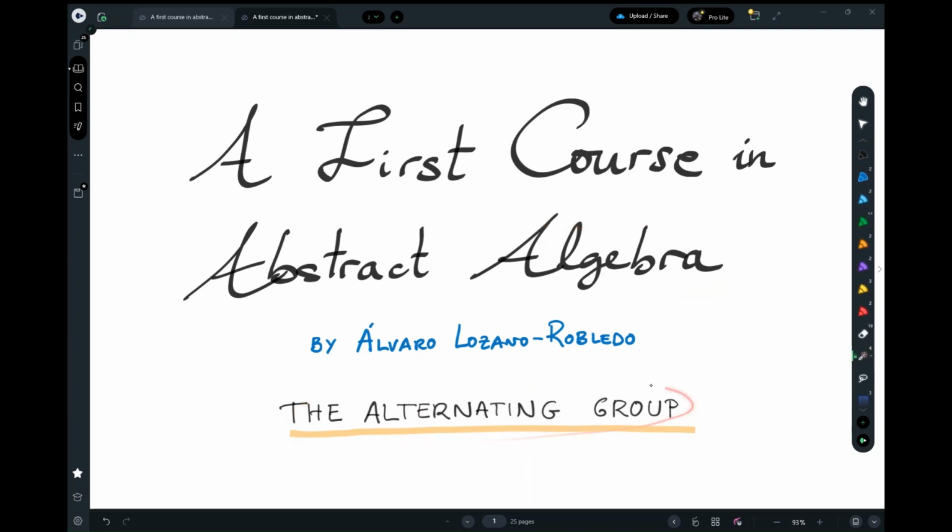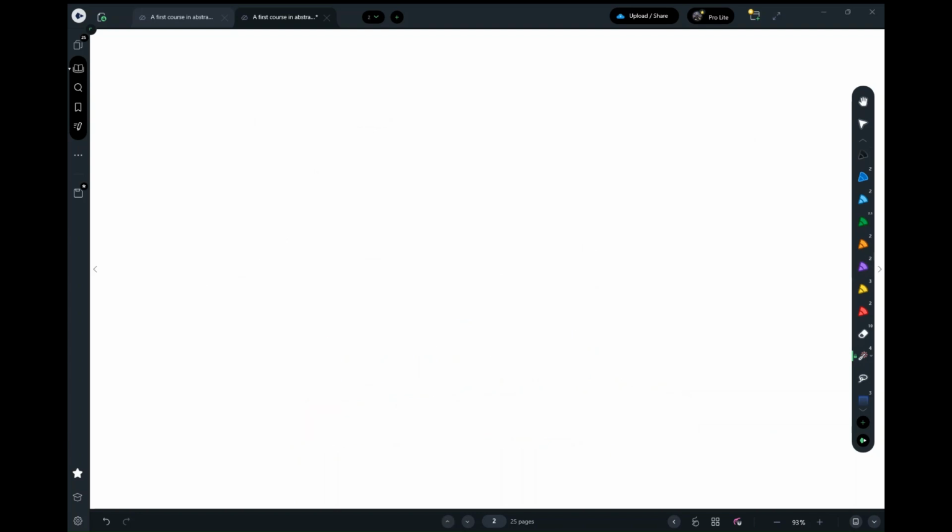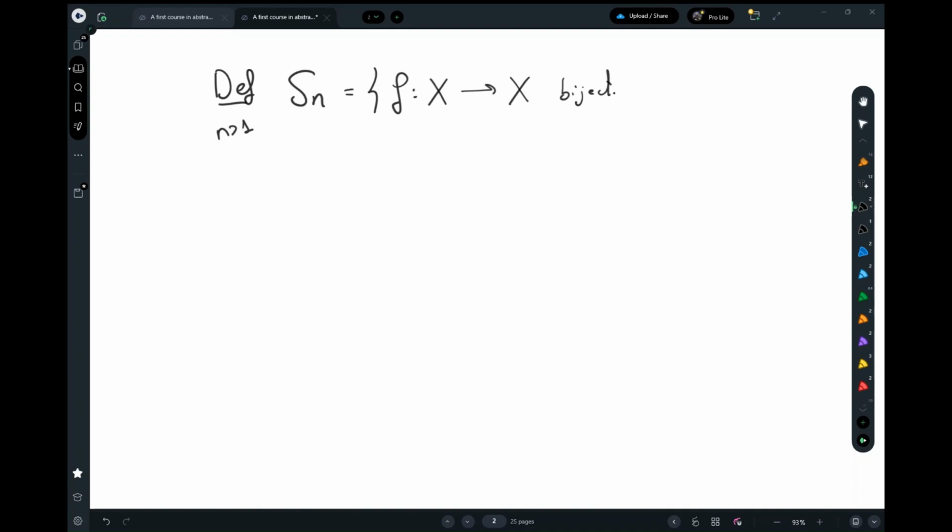Today, we're going to talk about the alternating group, which is a subgroup of Sn, of the symmetric group. So remember that we have defined Sn for a fixed n bigger than 1. Sn are bijections from X to X, where X is the set on n elements, 1 through n. And we have been talking about this group and these bijections.